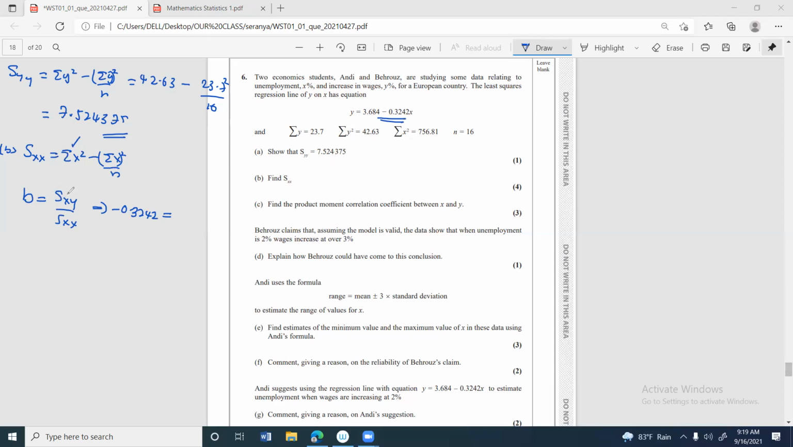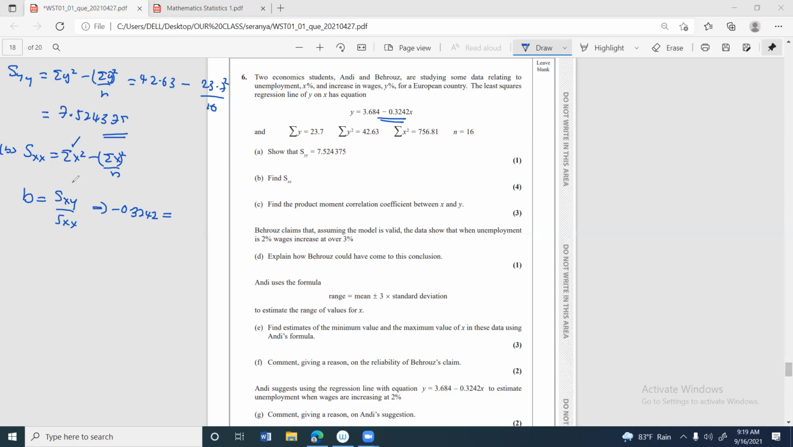Sorry, Sxy over Sxx. Do we know the value for Sxy over Sxx? Do we know the Sxy value? We know Syy only. Do we have any other option where we can go ahead with this? That one, even, we don't have any help with. Then there's a logic.